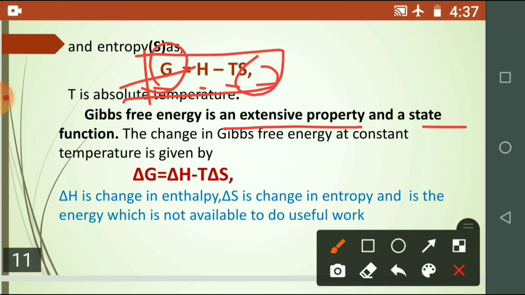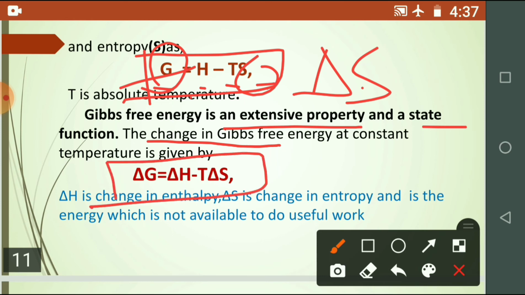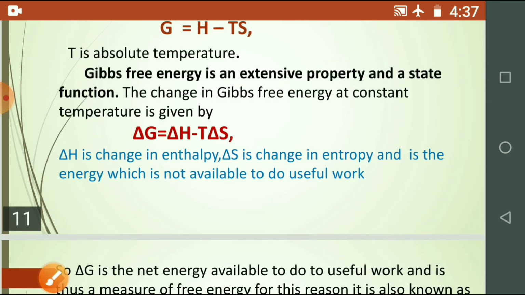Since we cannot determine the absolute value, however, we can determine the change in entropy, so that we can determine the change in Gibbs free energy at constant temperature. It is given by delta G is equal to delta H minus T into delta S, where delta H is the change in enthalpy, delta S is the change in entropy, T is absolute temperature, and this T into delta S is the energy which is not available for doing useful work.